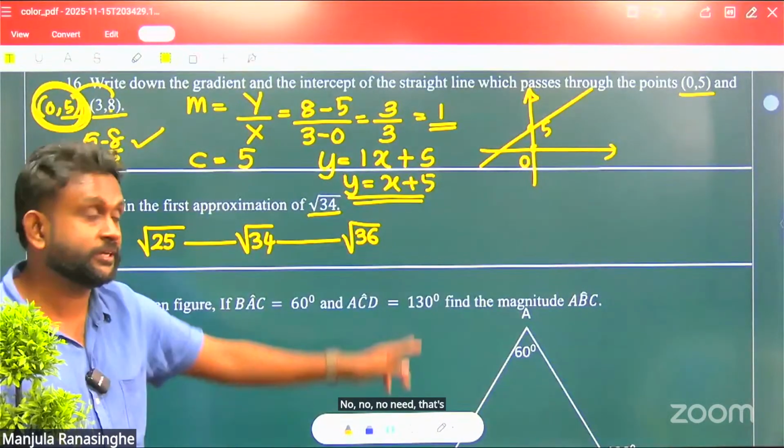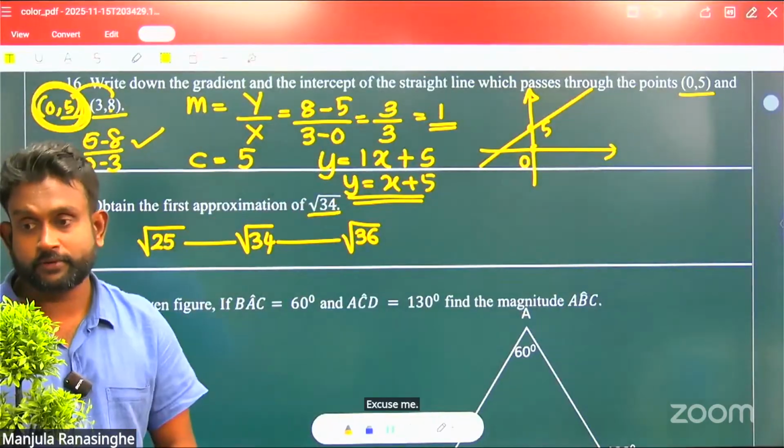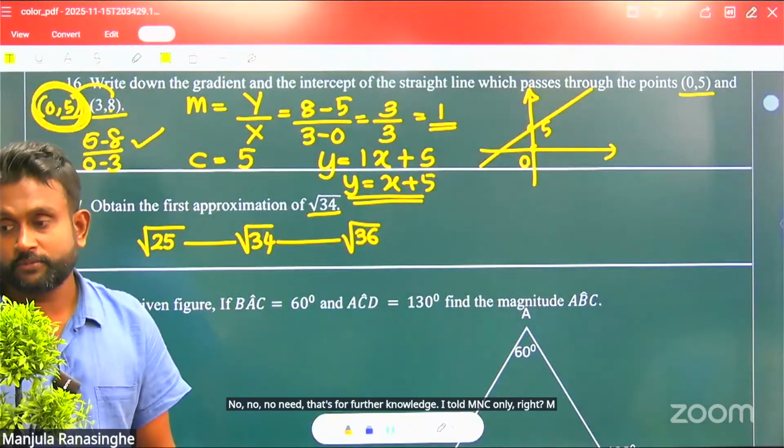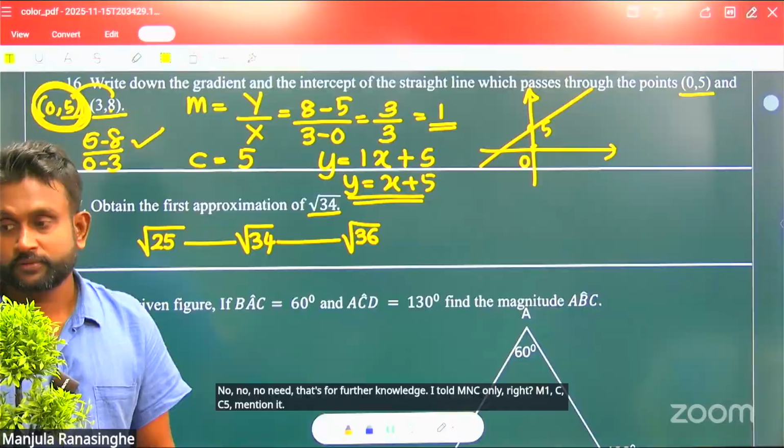Excuse me, sir. They are asking the gradient and the intercept, so we don't have to write the equation, right? No need, that's for the knowledge. I told M and C only. Right, M1, C5, mention it. Okay, so thank you.